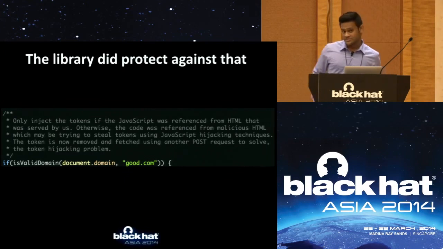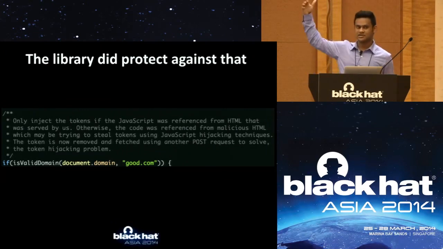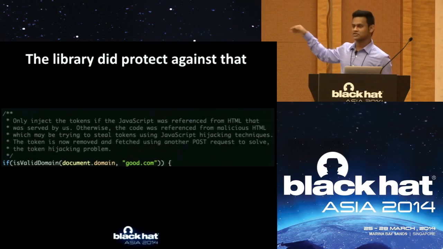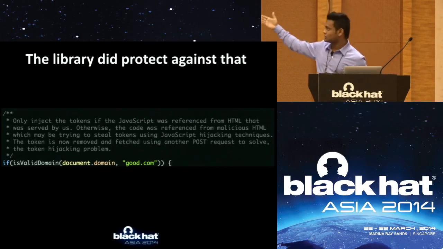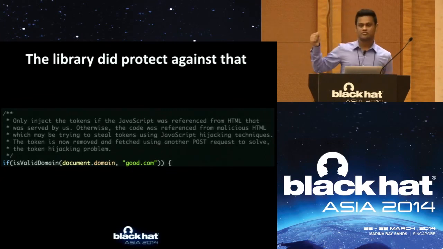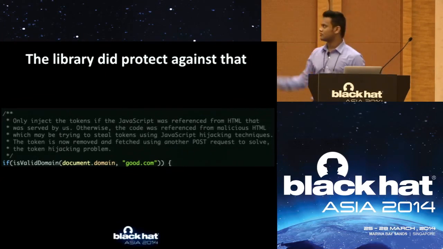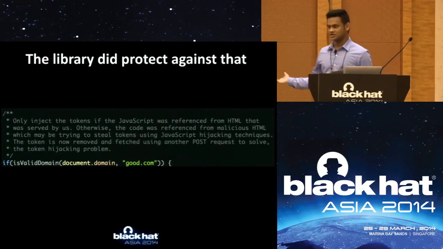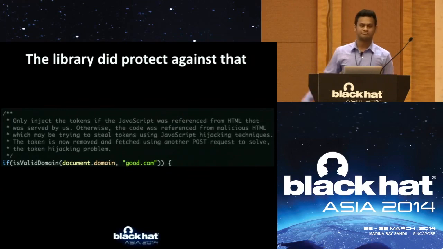Now, the authors of OWASP CSRFGuard already talked about this a few years back. They have a function inside their JavaScript file called isValidDomain, which takes document.domain and checks if it's good.com. So if you're using this framework for good.com as the domain, the function checks between the current document.domain and your good.com, which is the current website it is trying to protect.